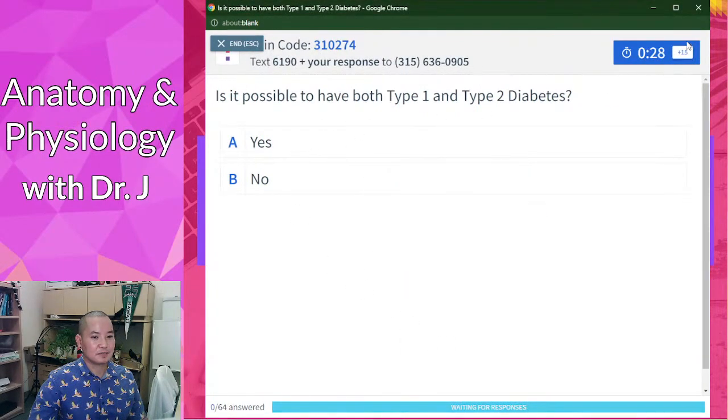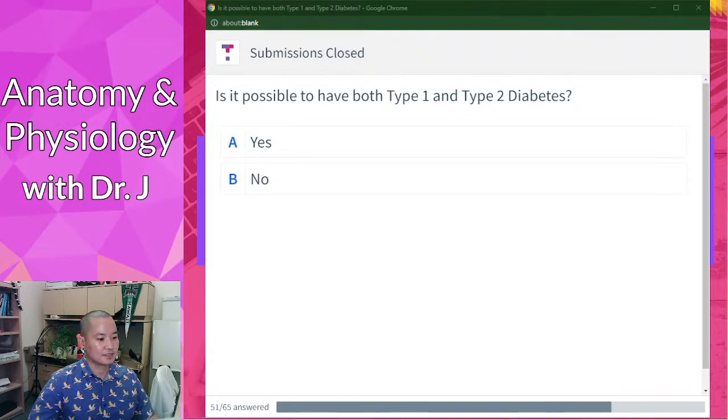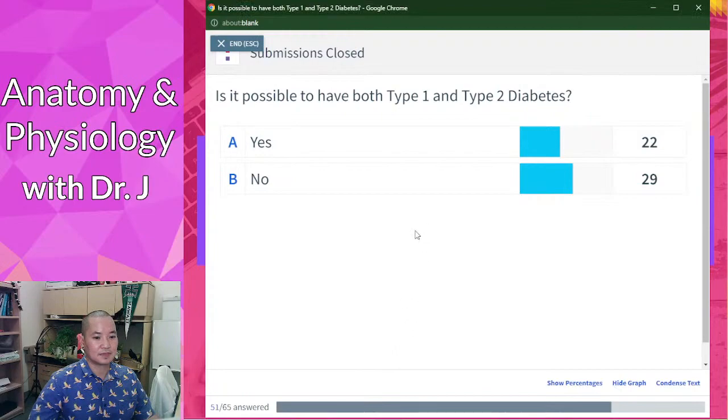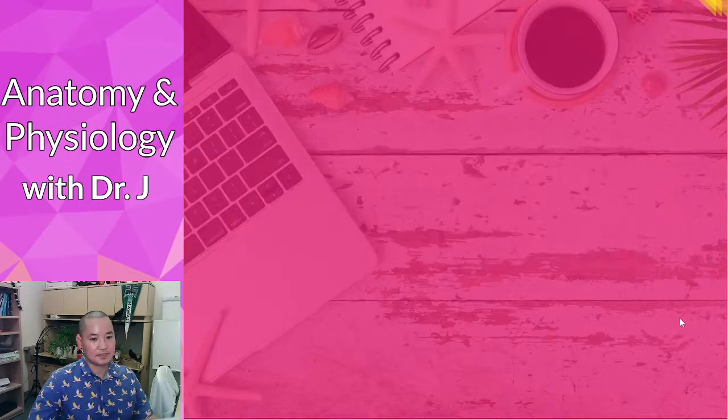Okay, is it possible to have both type 1 and type 2 diabetes? Are type 1 and type 2 diabetes mutually exclusive, meaning that you can only have one or the other? Or are there special cases where you can have both type 1 and type 2 diabetes at the same time? Okay, let's see what people said. Majority of you said no. And actually, it is possible in rare instances to have type 1 and type 2 diabetes at the same time. I'll explain why.